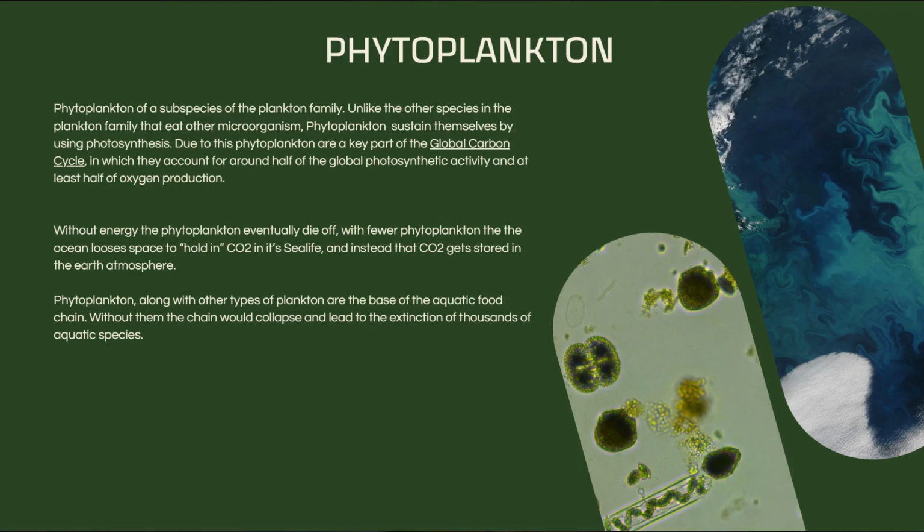Due to this, phytoplankton are a key part of the global carbon cycle, in which they account for around half of the global photosynthetic activity and at least half of oxygen production. Without energy, much like plants, the phytoplankton eventually die off. With fewer phytoplankton, the ocean loses space to hold in CO2 in its sea life, and instead the CO2 gets stored in the Earth's atmosphere.